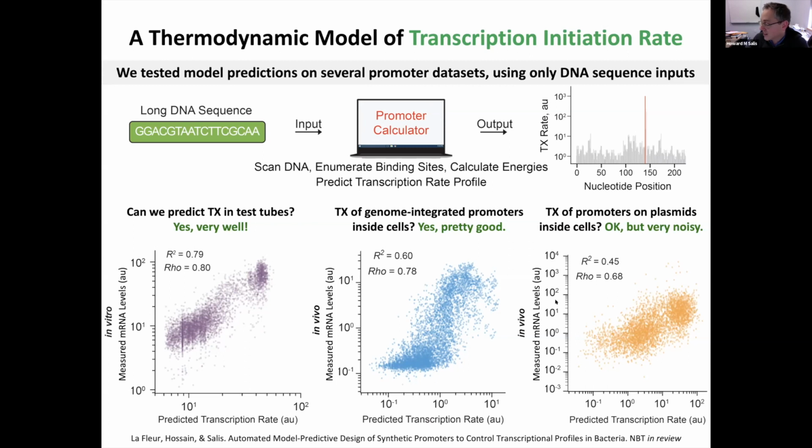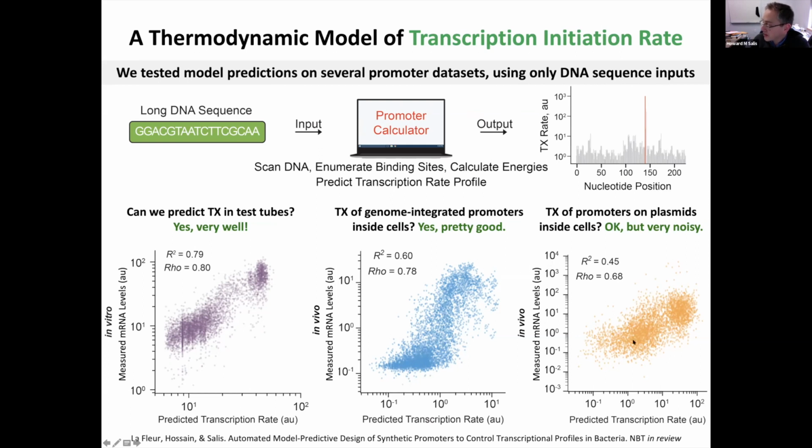So in one data set, we have thousands of genome integrated promoters that are inside of cells, and therefore they're at 1 to 2 copy, but of course there's other transcription factors, other sigma factors that are at play affecting the transcription rates from these promoters, and yet the promoter calculator can still accurately predict their transcription rates pretty well.